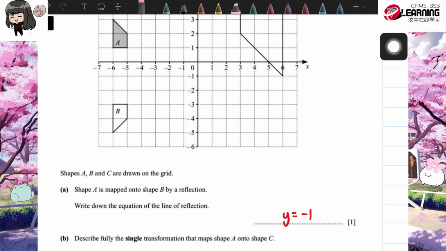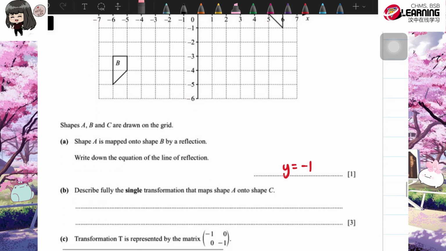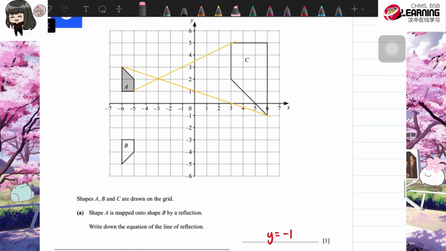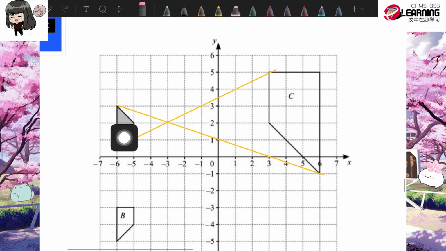Okay, so let's look at part B. Describe fully the single transformation that maps shape A onto shape C. So you look at shape A and shape C. A onto C, right? This one. So it's obviously that this is enlargement. Okay, and then it's an opposite direction. Okay, it's an opposite direction here, so your scale factor will definitely be negative.